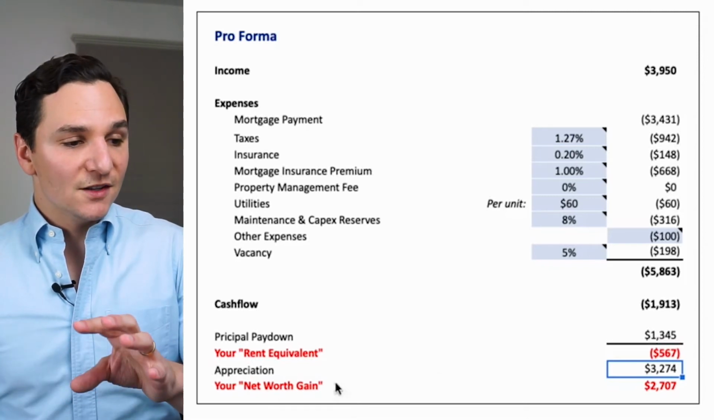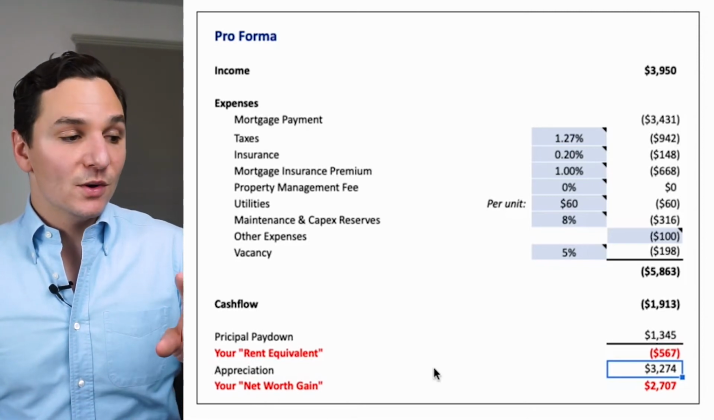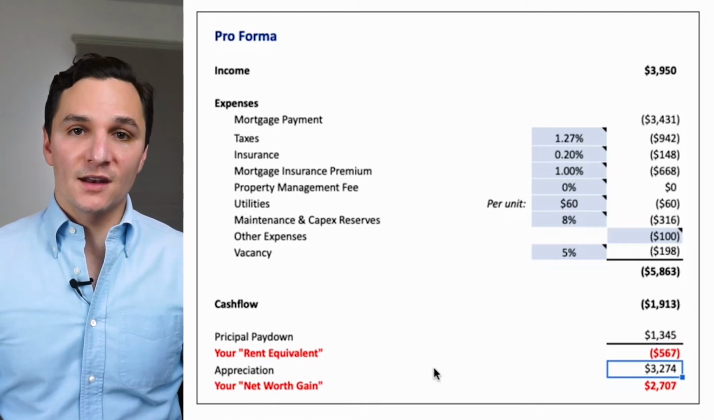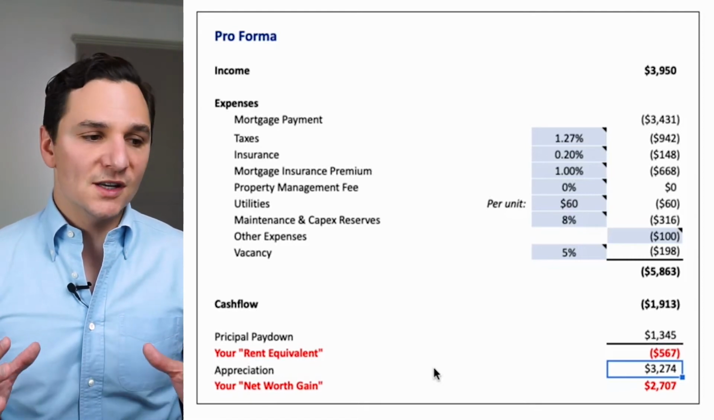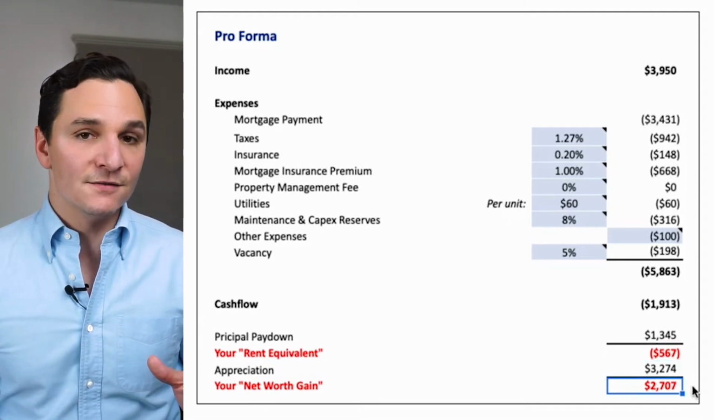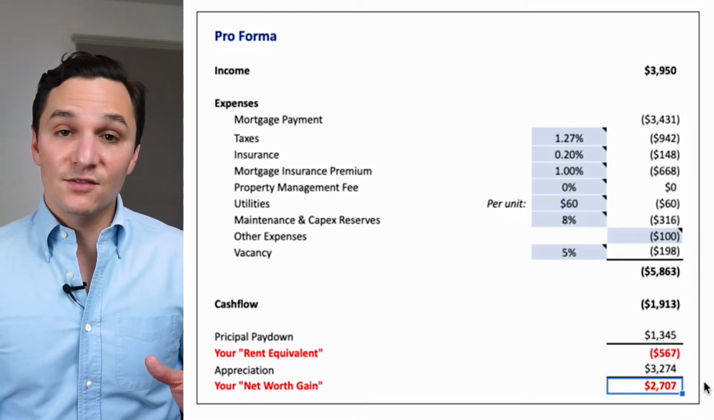So when we subtract the appreciation from the rental equivalent, we get what I call your net worth gain. This is how much your net worth grows each month. And as you can see, this number is very positive, $2,700.